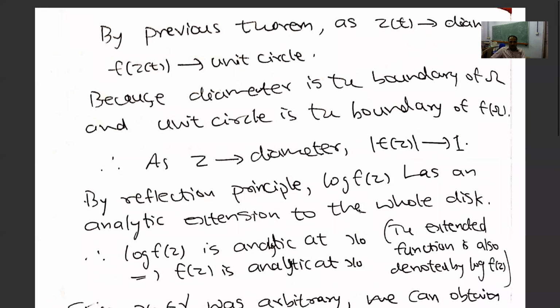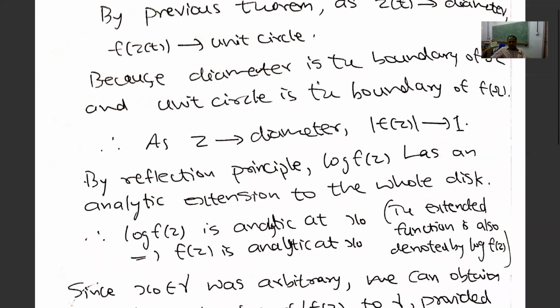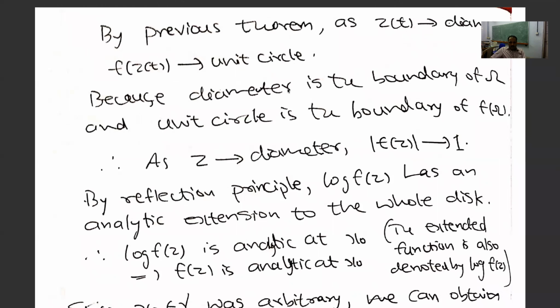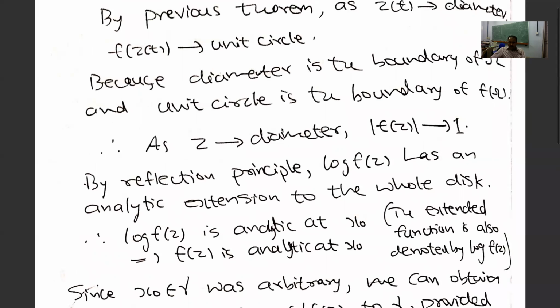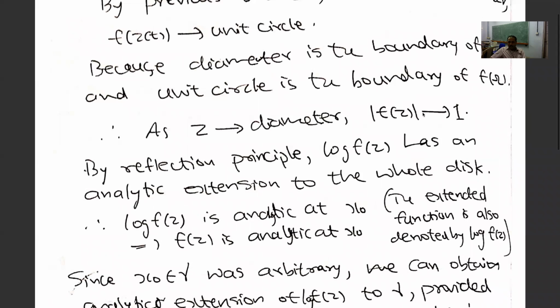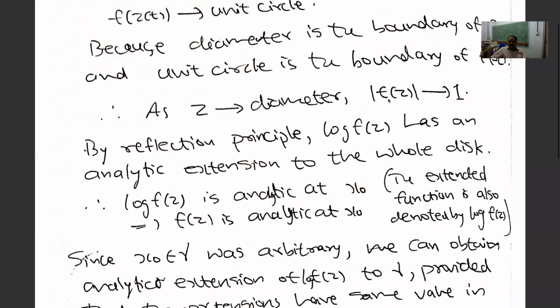Now what you do, by the previous theorem, you know that if z_t tends to the diameter, f of z_t tends to the unit circle, because we have seen that under topological mapping, this tending to the boundary is present. So because the diameter is the boundary of omega and the unit circle is the boundary of f of omega, as z tends to the diameter, mod f of z should go to 1. So log mod f of z should go to 0. So log f of z is not merely defined on the half disk; the limit exists on the diameter. So you can apply the reflection principle.